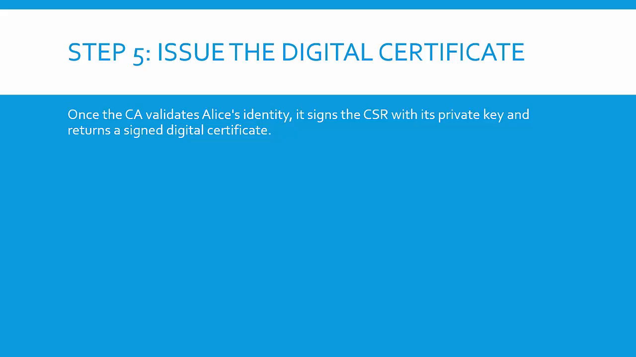Once Alice's identity is verified, the CA signs the CSR with its own private key. This process endorses Alice's public key, and the signed digital certificate is returned to her. The certificate now contains her public key, her identifying information, and the CA's signature for authenticity.